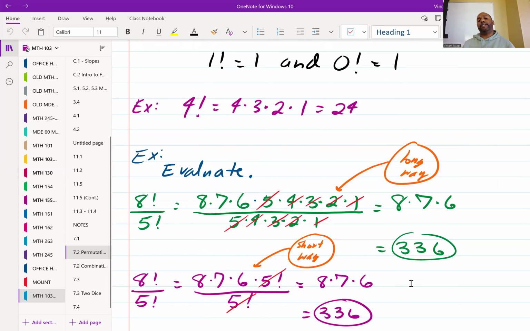So now when we deal with fractions and multiplication and the way we have it set up, the 5, 4, 3, 2, 1 can cancel because it's in common with the top and bottom. That leaves us with 8 times 7 times 6, which is 336. So once again, this is considered the long way because if we had 100, we don't want to have to write down 100, 99, 98, 97, 96, 95, all the way down to 1.